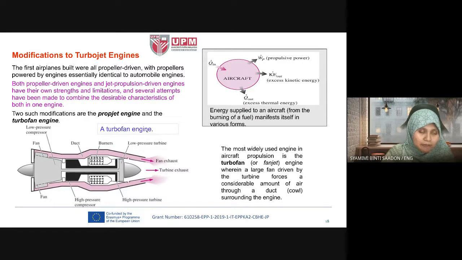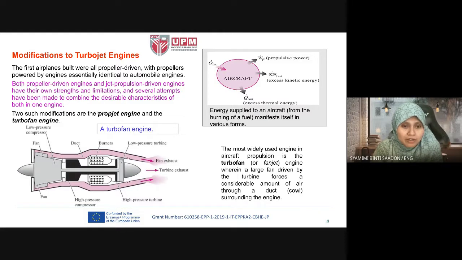This is what we usually use for our civil aircraft engine. We use the turbofan engine. It is modified from the initial turbojet cycle, turbojet engine. We modify it to increase the performance, and we create this turbofan engine. Both propeller-driven engines and jet propulsion-driven engines have their own strengths and limitations, so the aim is to combine the desirable characteristics of both in one engine.